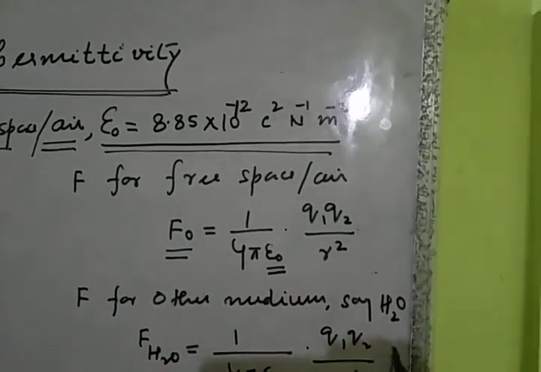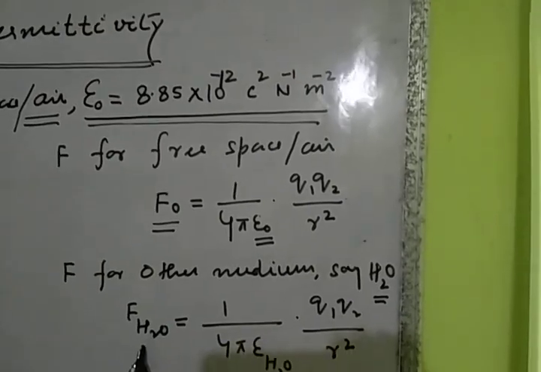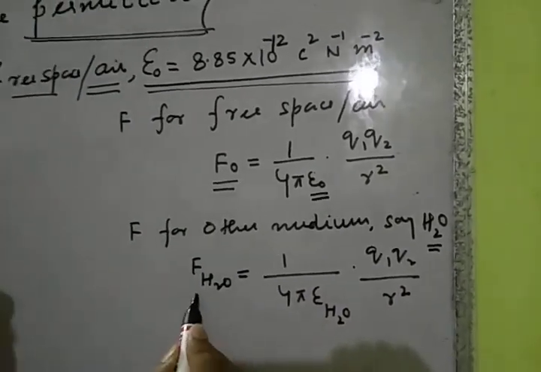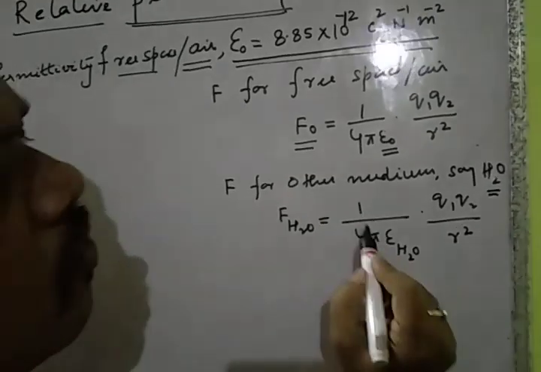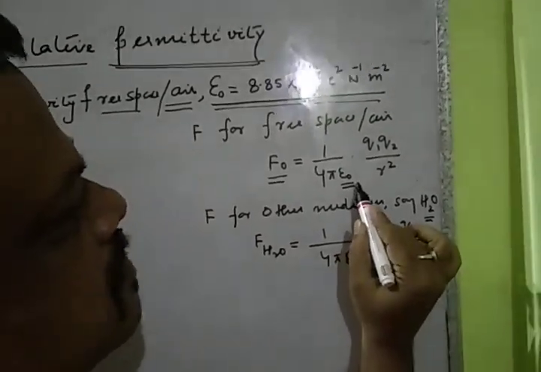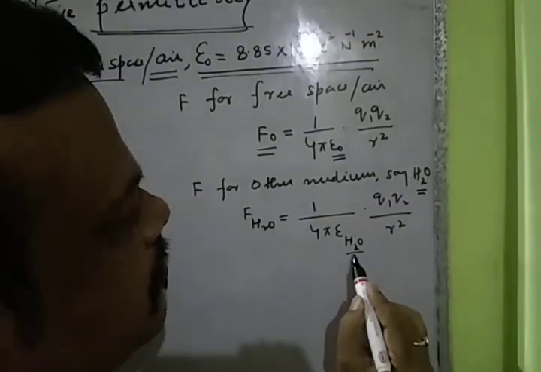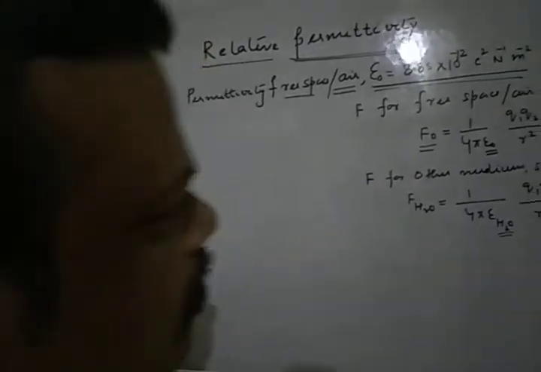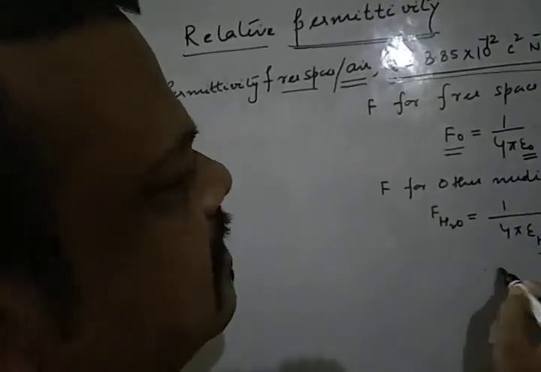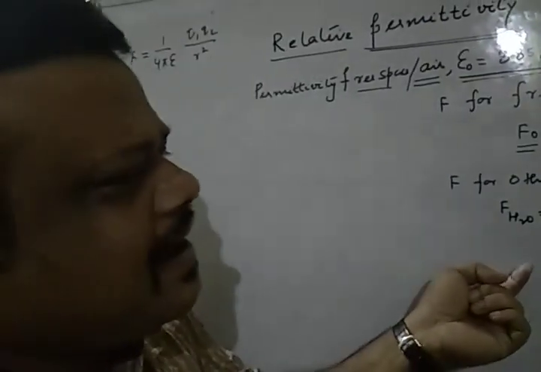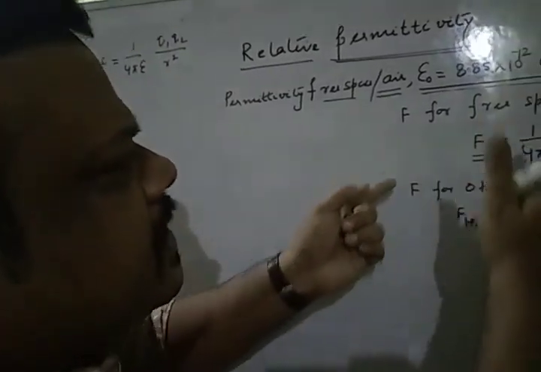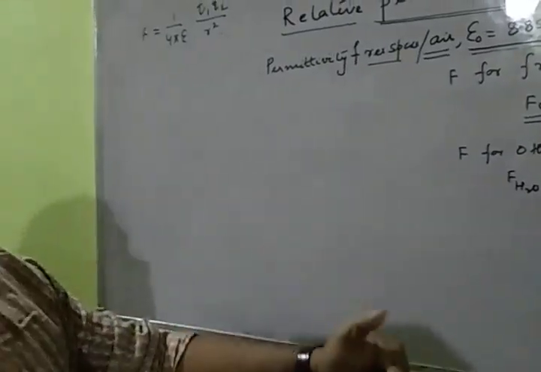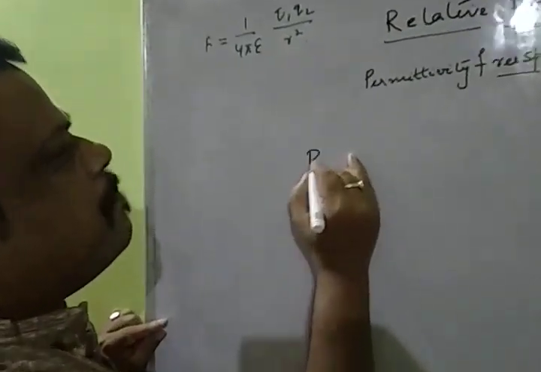For another medium, say water, what can we write? The electrostatic force in water medium between two charges is 1 by 4 pi. We cannot write epsilon naught here. We must write epsilon for water, because if the medium changes, permittivity changes. So it is very inconvenient, because if the medium changes, we have to change this value. So let us introduce a new term called relative permittivity.